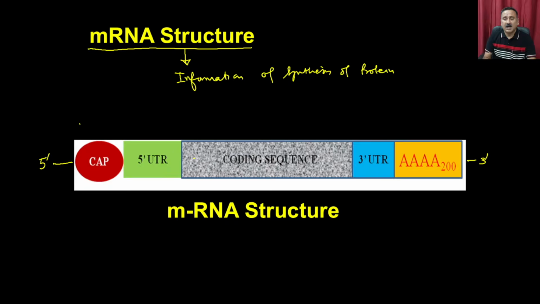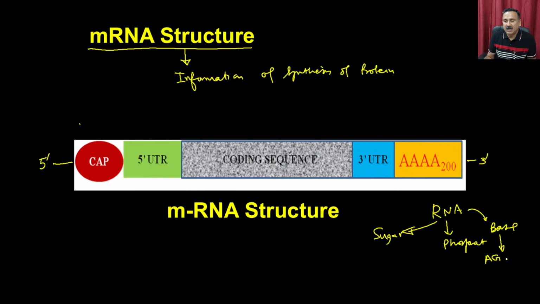phosphate backbones. So RNA is also made up of sugar, phosphate, and base, right? As far as the base is concerned, RNA has A, G, U, and C. It does not have T, so there's no T present. T is absent in the case of RNA, whereas T is present in DNA. Instead of T, it has uracil. That is the basic difference between RNA and DNA.